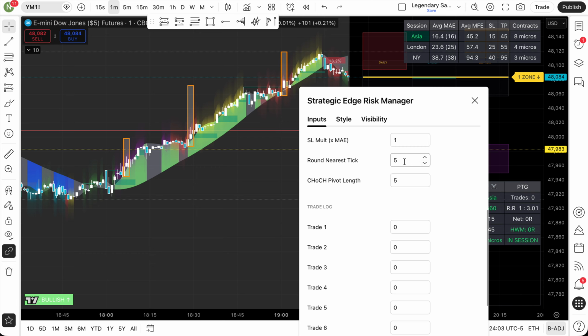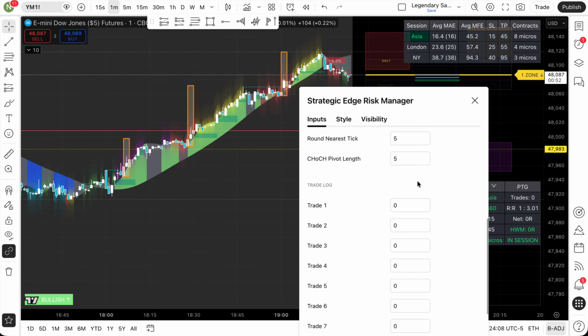Round to the nearest five ticks. The change of character pivot length is fine at 5. You could reduce it to 3, but most of my research says that 5 is a nice median point.